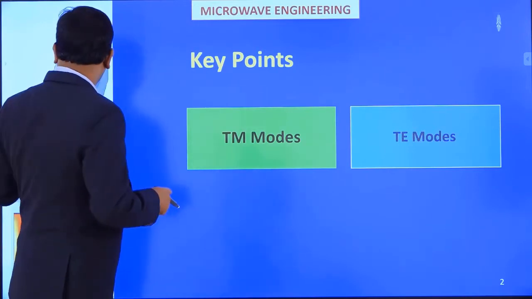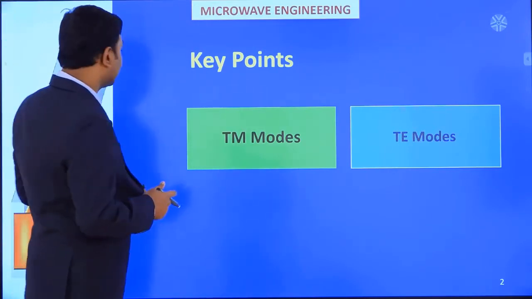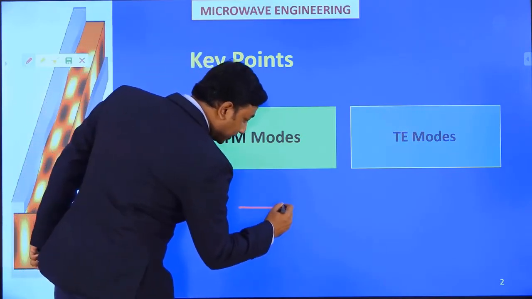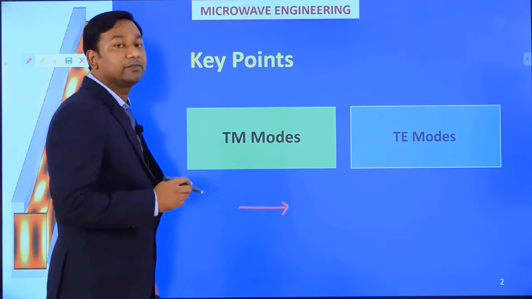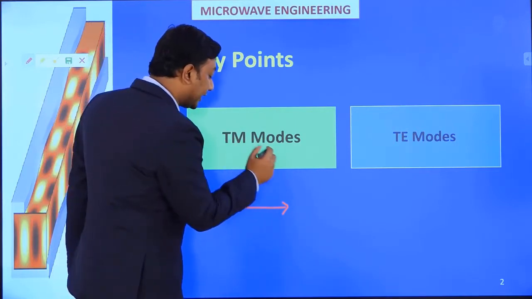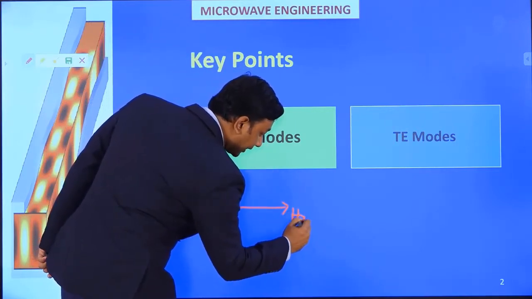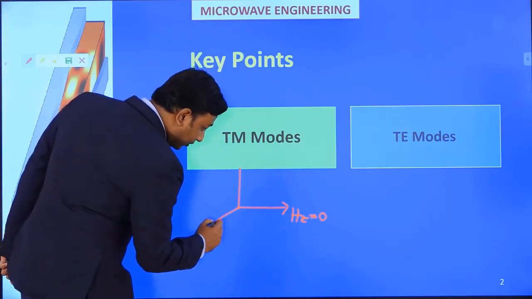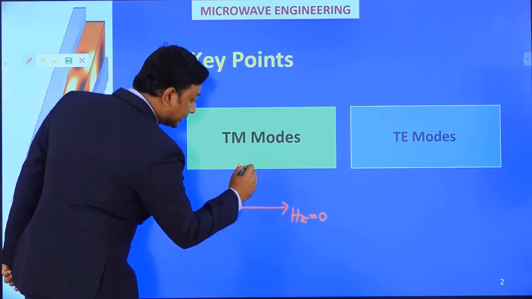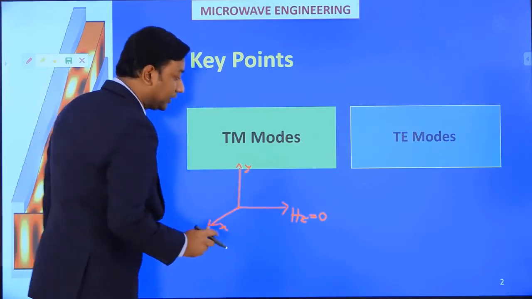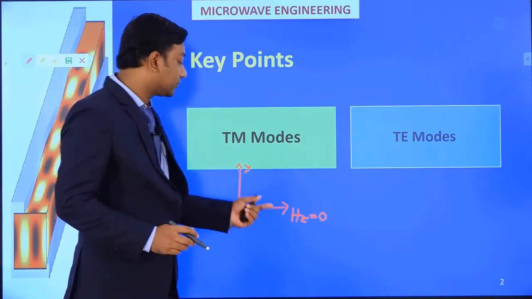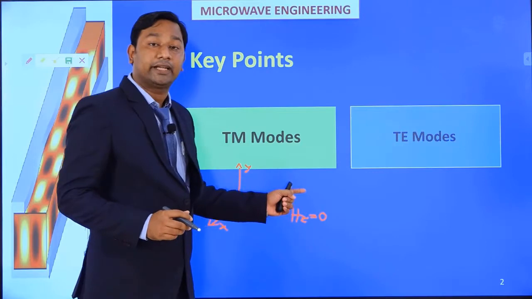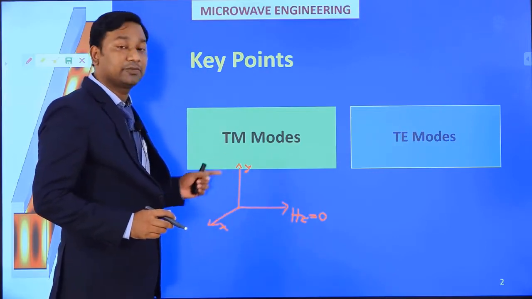So first, let us start: what are TE modes and what are TM modes? TM means transverse magnetic. If Z is the direction of propagation, then no magnetic field is present in that particular direction. The magnetic field will be present in X or Y or both, that is, in the transverse direction. That is the TM mode. There is no magnetic field in the propagation direction.